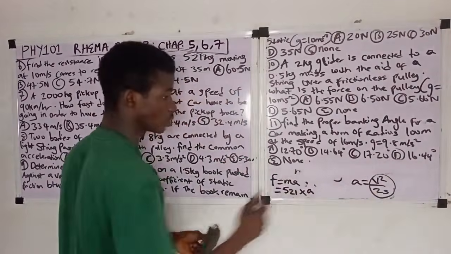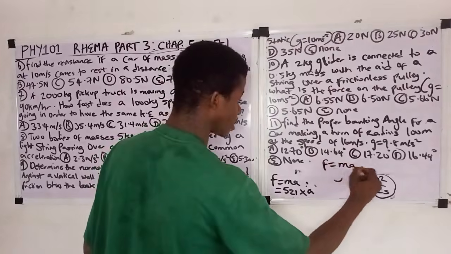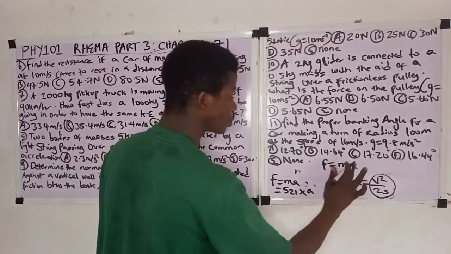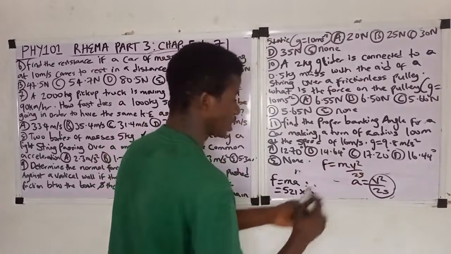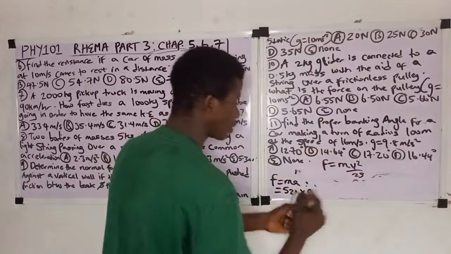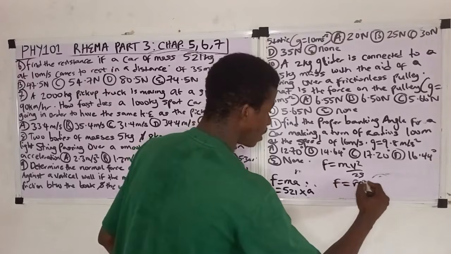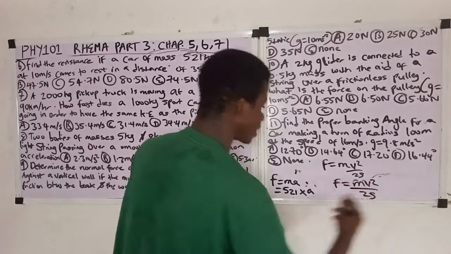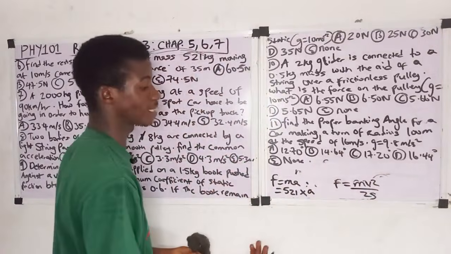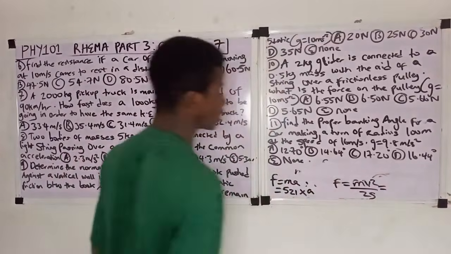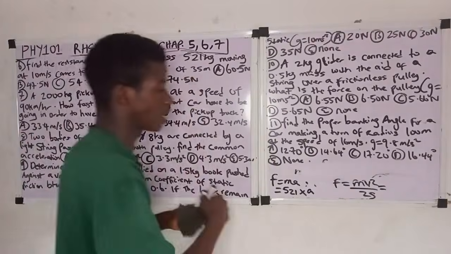So we know that force is equal to mass times acceleration, right? In the place of acceleration, we'll put v squared divided by 2s. So our force will now be equal to mv squared over 2s, right? So that is just it. We input the parameters they give to us. The mass is 521, right?